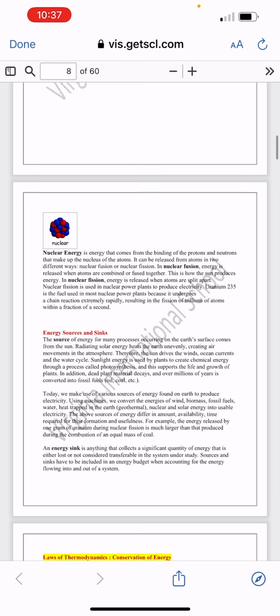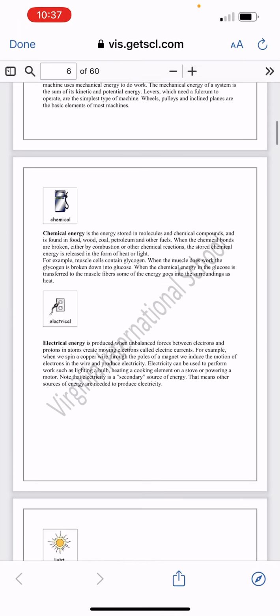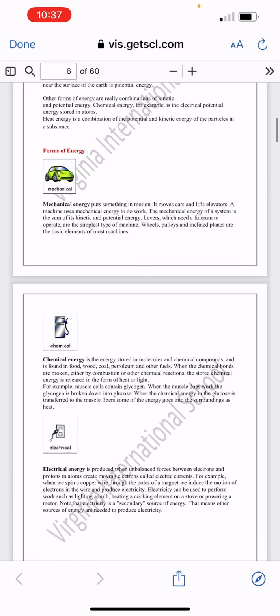So please, I want you to read all these types of energies and search for what applications we are using in our real life for these types of energies.